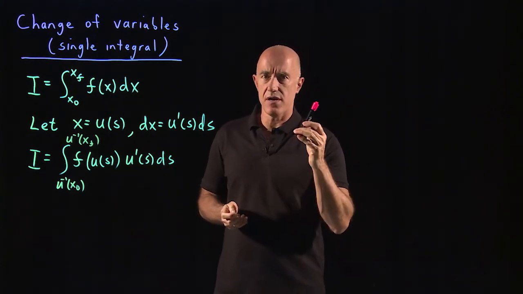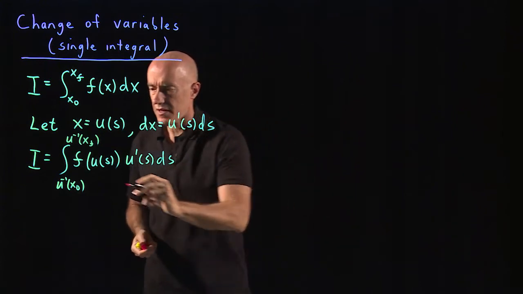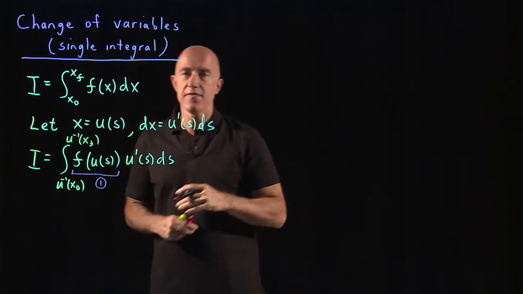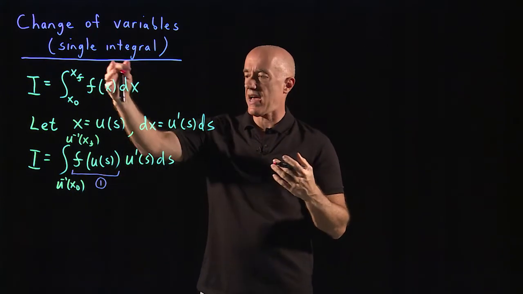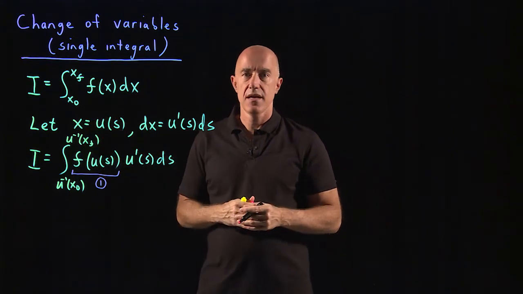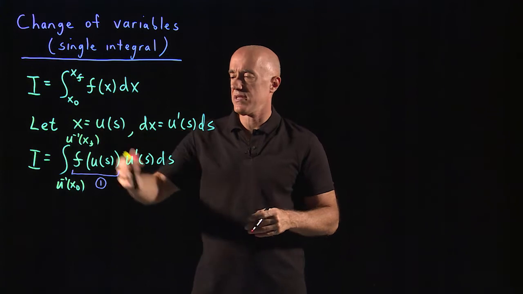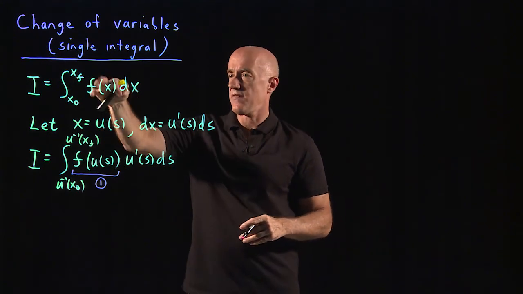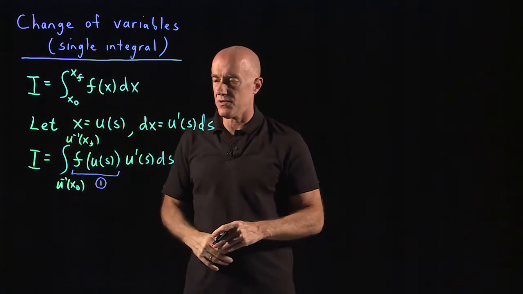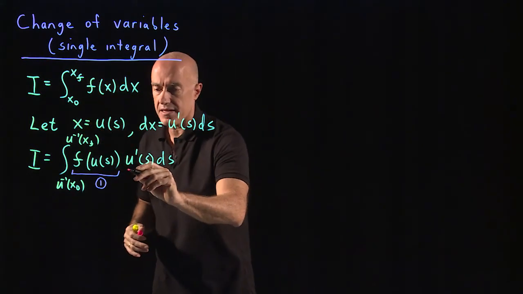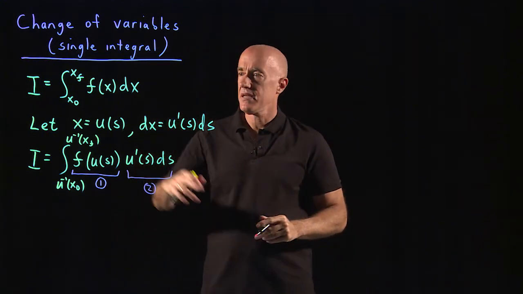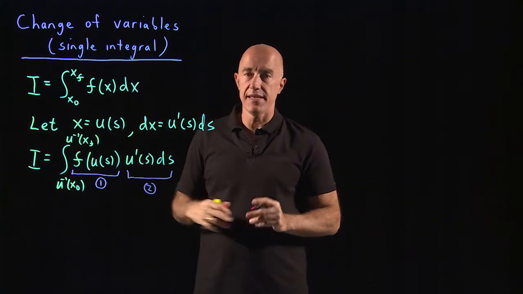So there are three pieces here. The first piece is the integrand. So instead of having the integrand as a function of x, we now made the integrand a function of s. And that's usually the reason to do this in single variable calculus, because f of x is too complicated to integrate, so we do a substitution. The second piece is this u prime of s ds. That's a transformation of the dx.